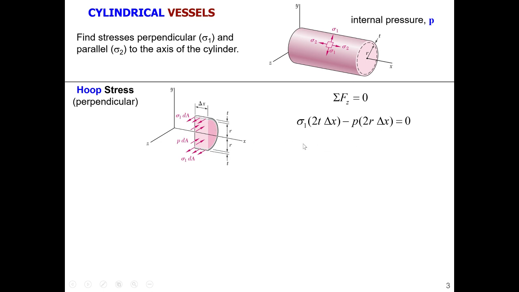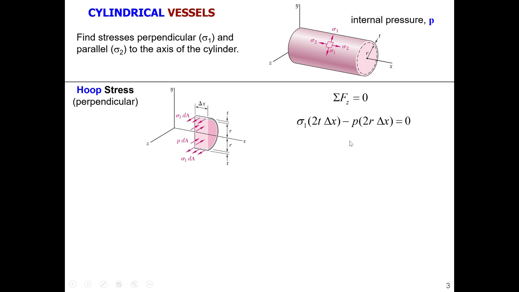And now we need to calculate these areas. So for sigma 1, our area is just delta x multiplied by delta t, and we have two of these contributions, so that's the factor 2 here. And for p, the area will be this element here. So we take delta x, and then we have the inner diameter, basically 2 r, here, delta x. So that's the area that the fluid inside compresses, pushed in direction z.